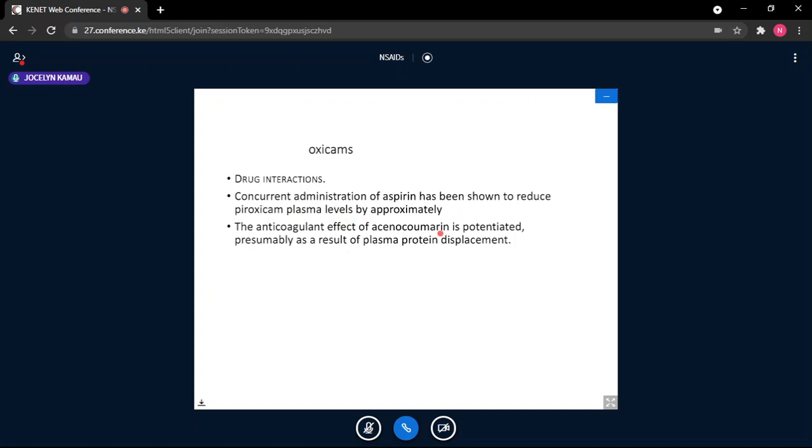The anticoagulant effect of acenocoumarol is potentiated presumably as a result of plasma protein displacement. Of course, all these drugs have plasma protein binding, and therefore they will always give us drug interactions because of plasma protein binding. Sometimes they can give you interactions because of solubility, because if we are giving two acids, the one which is more soluble will go more into solution than the other one. If you look at piroxicam, the aspirin is more soluble than the piroxicam.